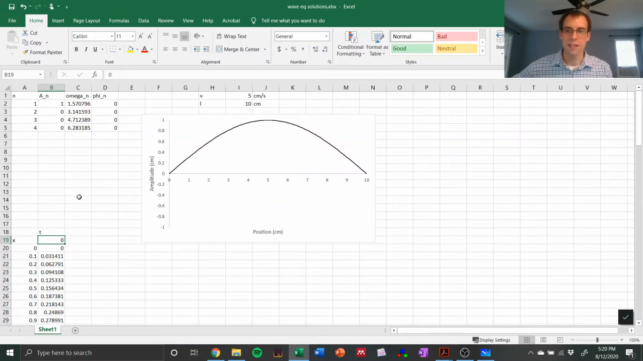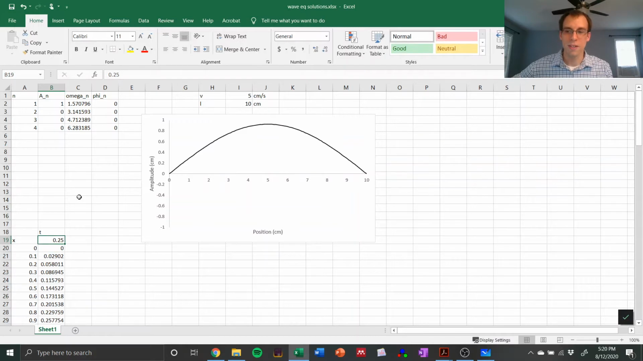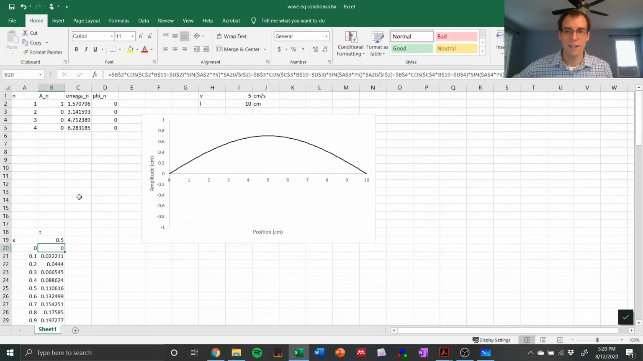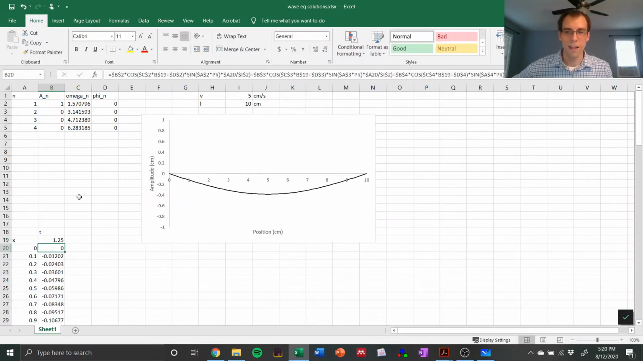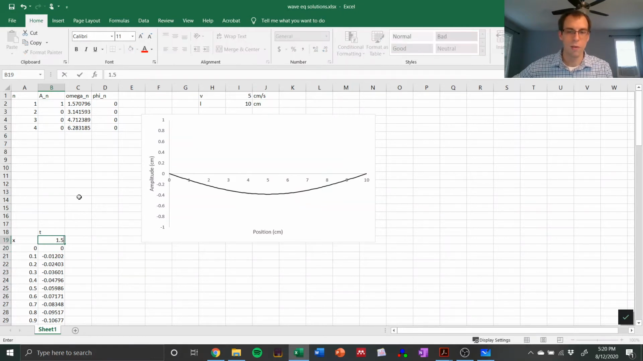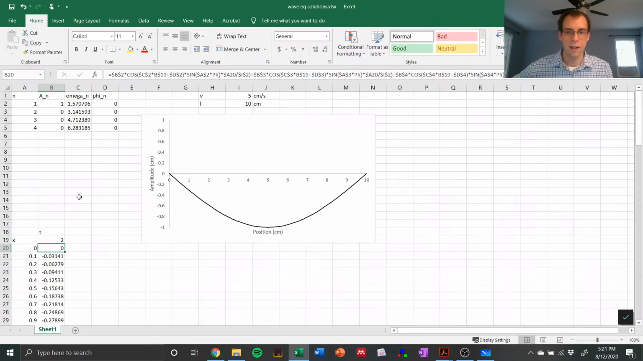If I increase this to, say, 0.25 seconds, we can see the amplitude has started to decrease. If we go to half a second, it's gone down even more. Three-quarters of a second, even more. At 1 second, the string has reached the middle. At 1.25 seconds, it starts to go below. At 1.5 seconds, it goes down underneath. At 1.75, it gets even further down. And at 2 seconds, it's down at the bottom.